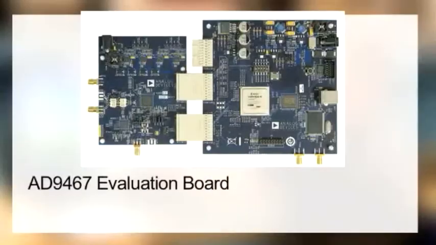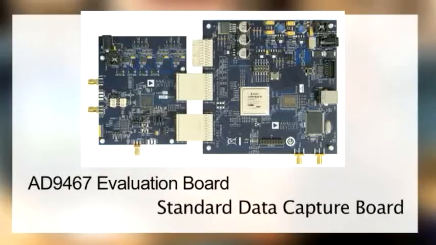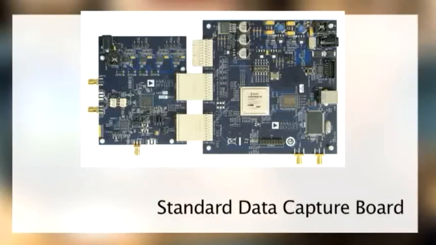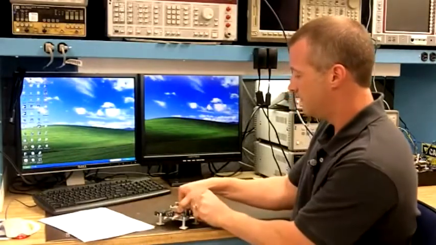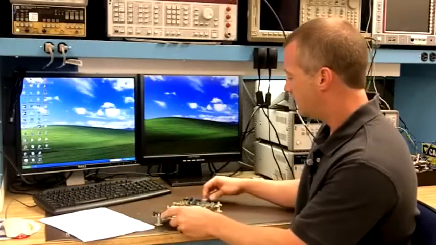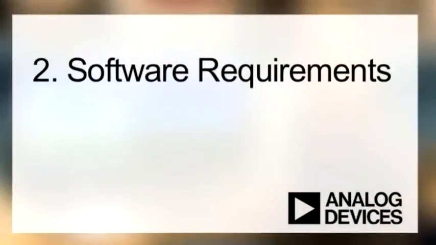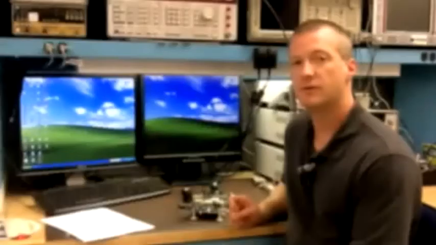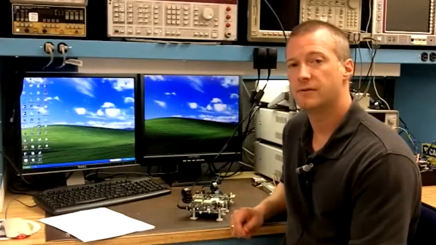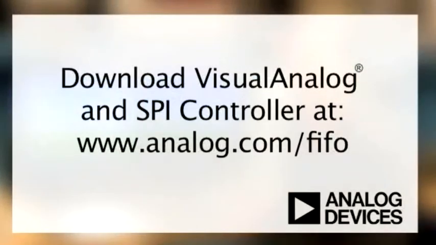So what I have here on my left-hand side is the evaluation board for the AD9467. And then I also have the standard data capture card for the AD9467, as well as all our other high-speed converters today. Simply connect these two together and power them up. There are two pieces of software that are required, the VisualAnalog and also the SPI controller. Both of these are free to download on the Analog website at www.analog.com/FIFO, F-I-F-O.